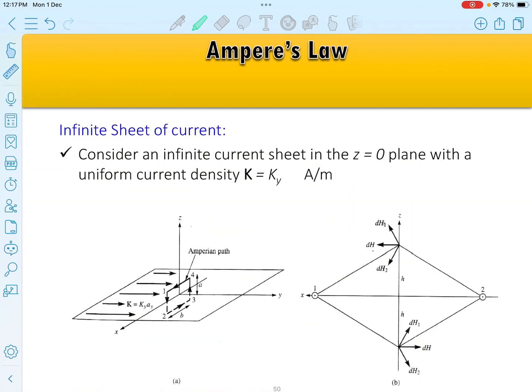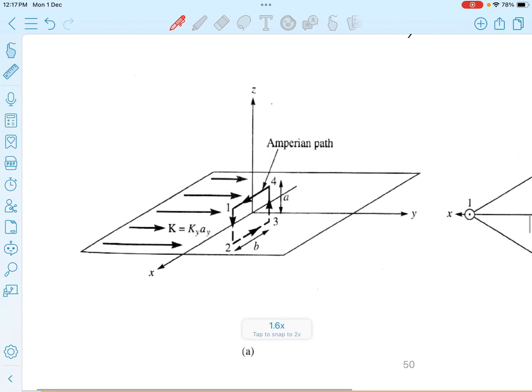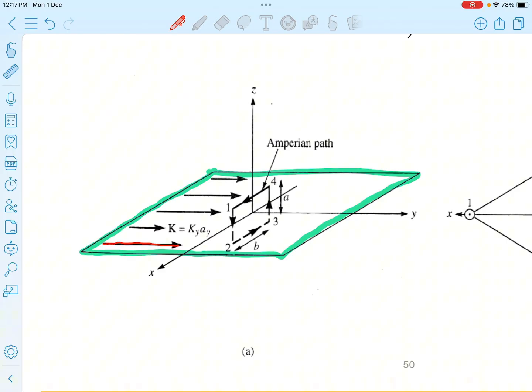Now let us look at how to derive the magnetic field for an infinite sheet of current. When I say that it is an infinite sheet, it means that it is planar. It is a surface and the size is very big, infinity. You can see this surface, a very big surface. And imagine now on the surface you have a current flow.